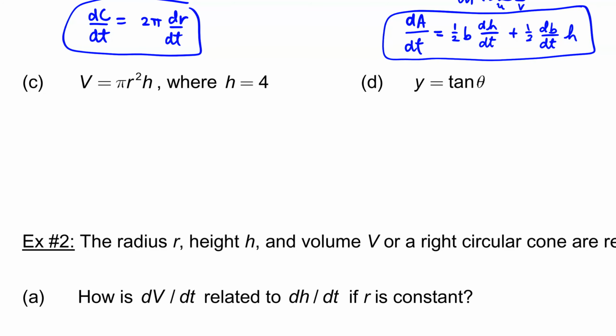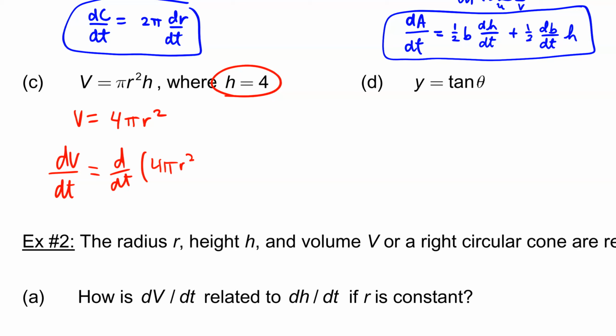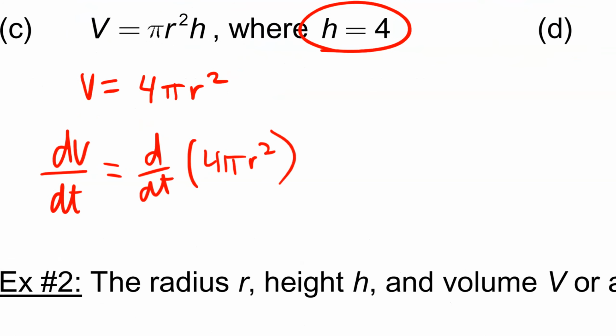Let's focus. So V equals 4 pi r squared, right? I'm going to write it as volume is 4 pi r squared. Because remember, it said h is 4, so I just plugged it in for h. So if I want the derivative with respect to time, dV/dt is going to be the derivative with respect to time of 4 pi r squared. So implicit differentiation, this is going to be the same thing as 4 pi times 2r times dr/dt.